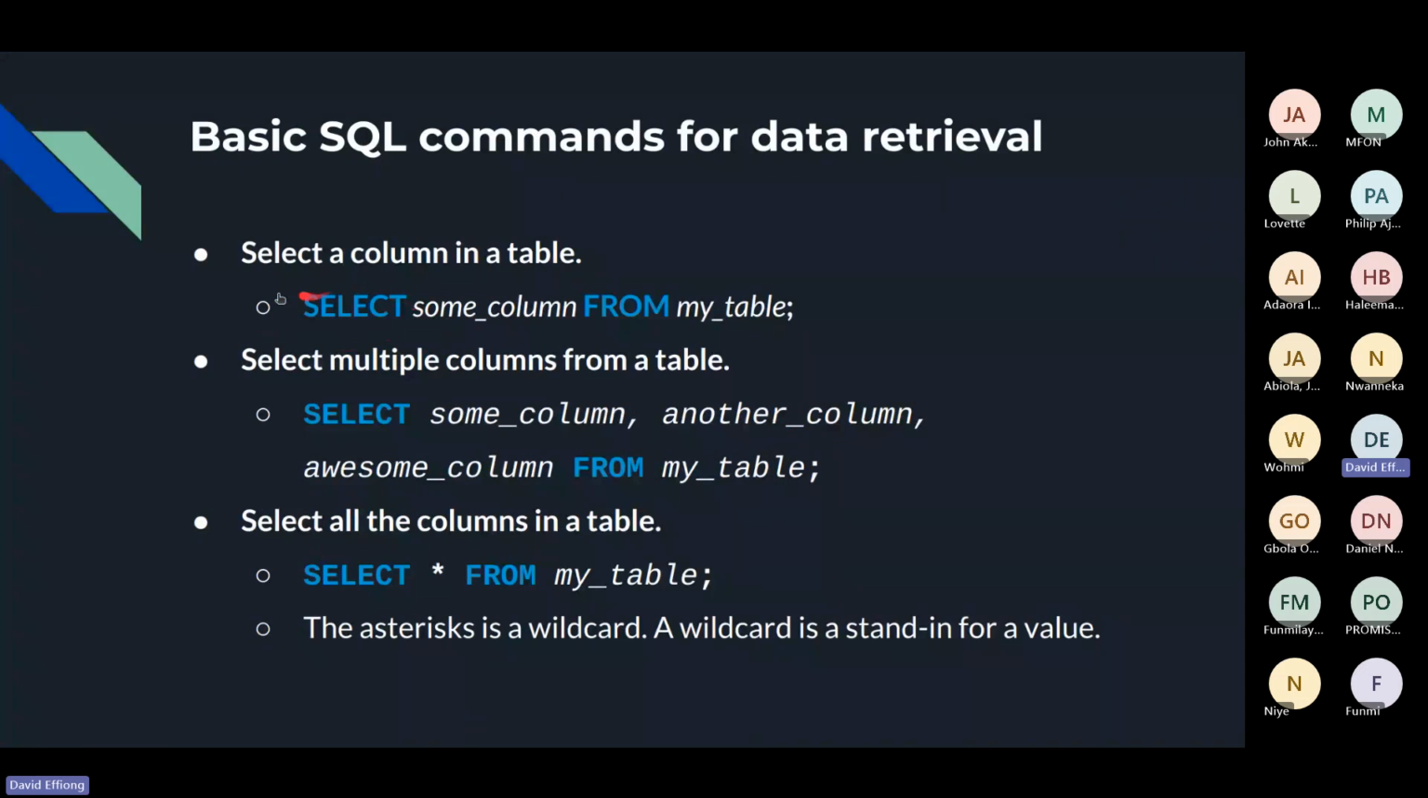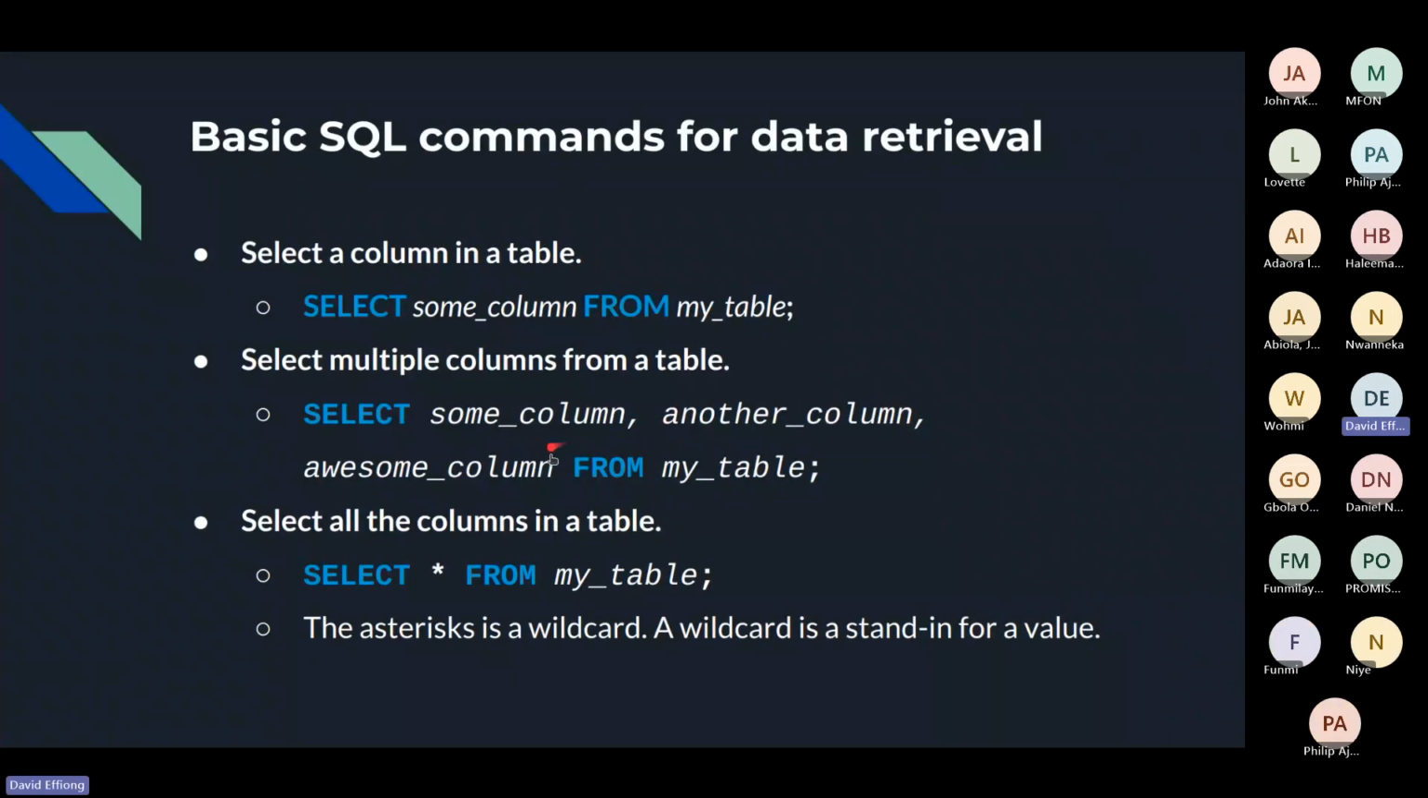In this first example, you're just selecting only one column, and then you specify the table you're selecting it from. So select the name of the column from, then you pick the table name. At the same time, you can also select multiple columns from a table. You're not limited to selecting one column. You just type the column names and separate them with a comma, and you still have your from clause with the table.